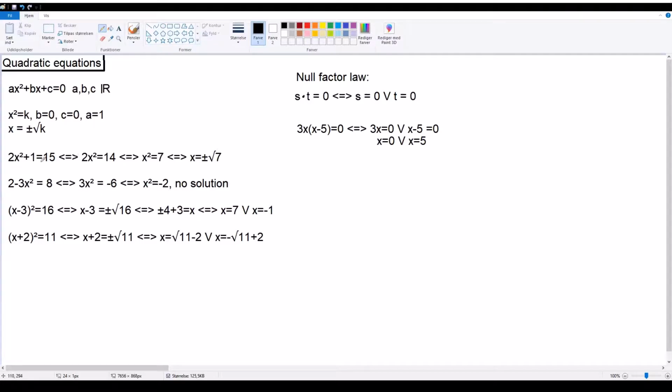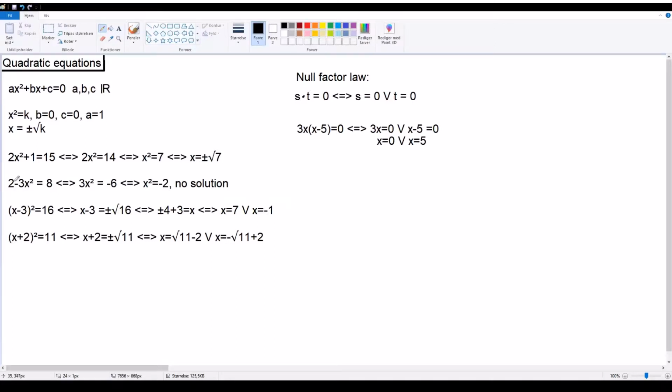An example of a quadratic equation can be seen here, which is 2x squared plus 1 equals 15, which can then be rearranged into 2x squared equals 14, which can then be rearranged into x squared equals 7, which can then be rearranged into x is equal to plus minus the square root of 7, because you simplify x squared into x, meaning that you also have to take the square root of the other side.